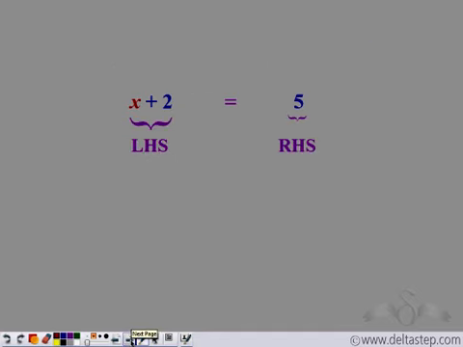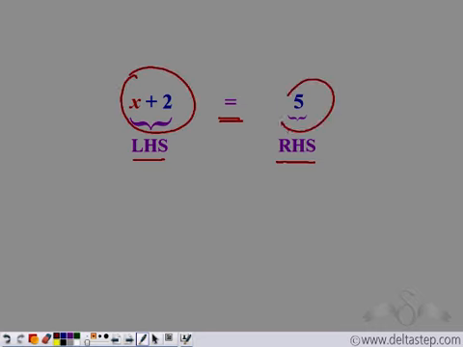Now, if you look at this equation, it has two sides. The side to the left of the equal to sign is called the left hand side and we denote it as LHS. The side to the right of the equal to sign is the right hand side and we denote it as RHS. So this is LHS of this equation and this is RHS of this equation. Left hand side, right hand side.